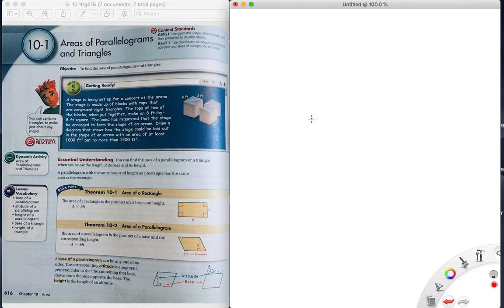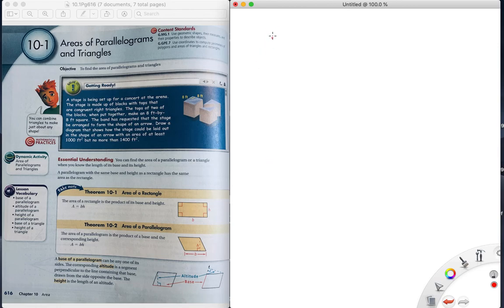Hey guys, so today we're going to talk about Chapter 10, Section 1, Areas of Parallelograms and Triangles. We're going to be specifically dealing with three equations, that of a rectangle or square, that of a parallelogram, and that of a triangle.